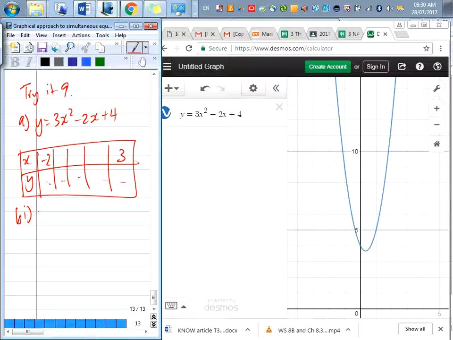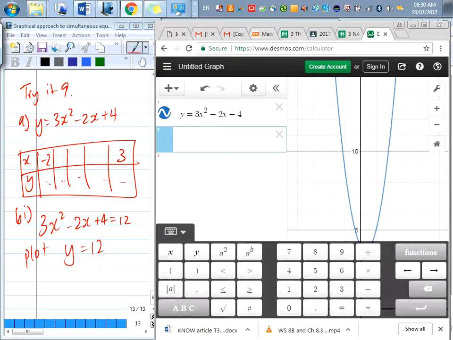Use the graph to find the solutions for which 3x squared minus 2x plus 4 equals 12. Wei Hao, what do you think we should plot? Which is already done. Then? Okay, so that is correct. Please write it down. Plot y equals 12. The points of intersection will be the solution.